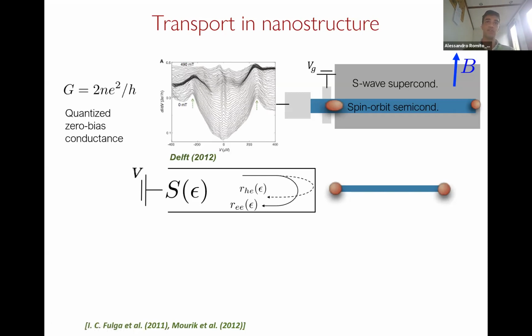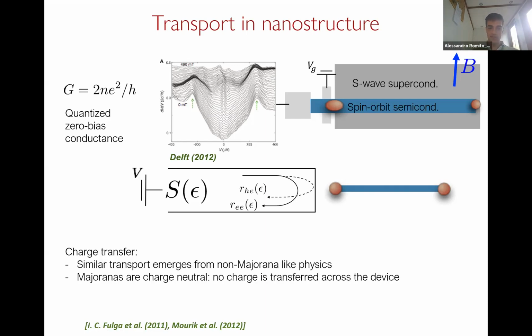I report here the data from the first original experiment, and the key would be this peak at zero energy, which ideally should be quantized. In this experiment it was not, because many other effects take place, and temperature, for example, can smear the peak. But ideally you would have a zero-bias conductance which is quantized in units of 2e squared over h. This is as far as electric transport is concerned.